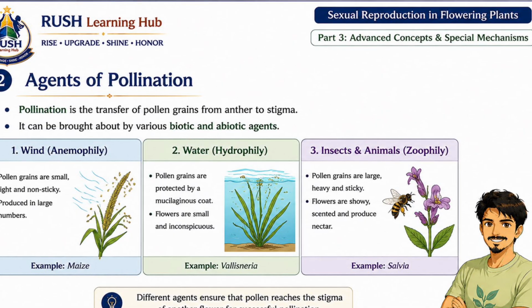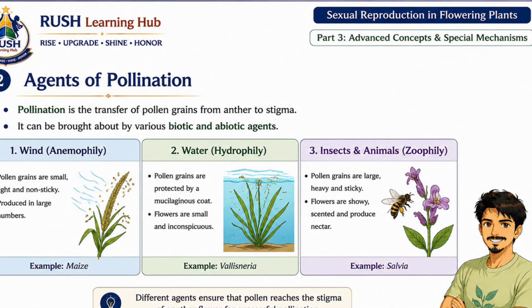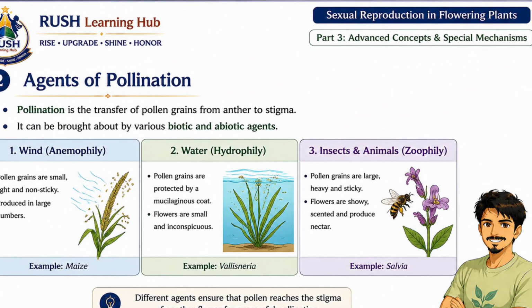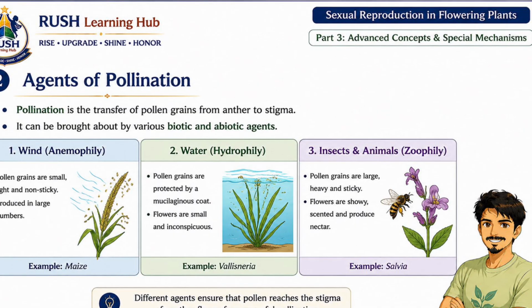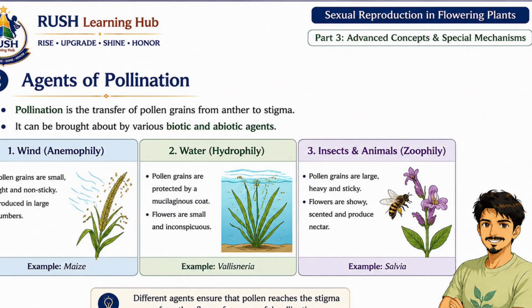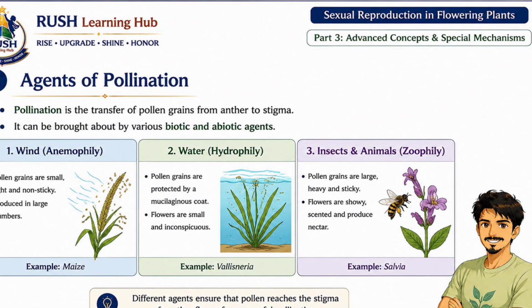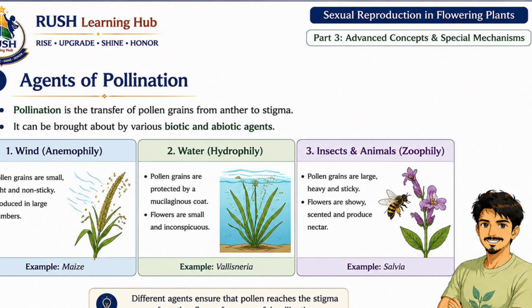Plants cannot move from one place to another. Therefore, they depend on various external agents for the transfer of pollen grains. These agents may be abiotic, such as wind and water, or biotic, such as insects, birds, bats, and other animals.